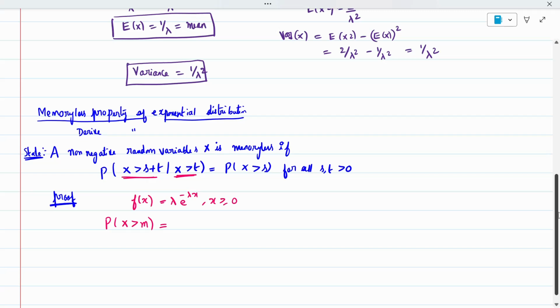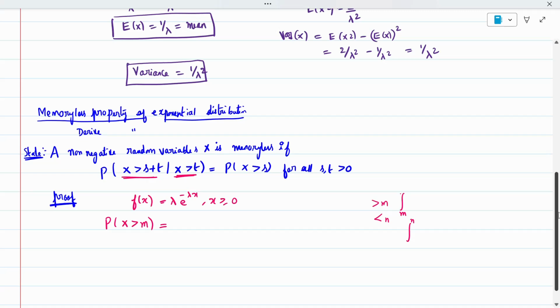Always the rule is: greater means less. Whatever the variable, if it is greater than m, the lower limit is m. If it is less than n, the upper limit is n. The remaining limit should be followed from the question.